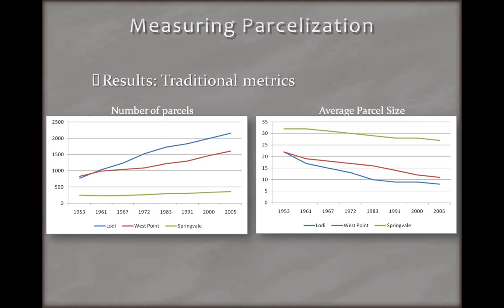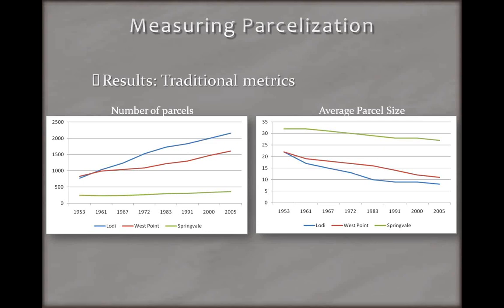So here's 2 graphs that show for 3 of the towns in our southern county, our farmland county, using traditional metrics, the number of parcels created over time from 1953 to 2005, and then the average parcel size. Now this is what a lot of other researchers have done to quantify trends in parcelization. And by just looking at this graph, the blue line on the left, the town of Lodi, had the most parcel creation during that time period, Springvale having the least, and the town of West Point in red having about the middle.